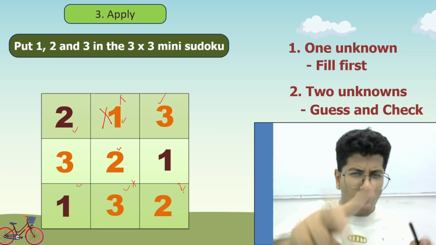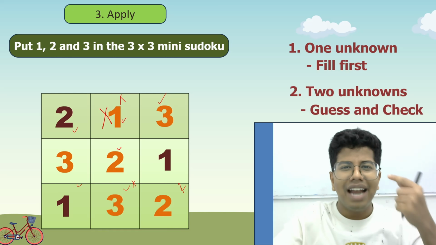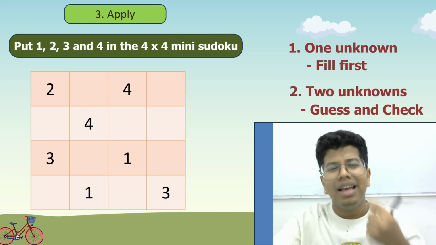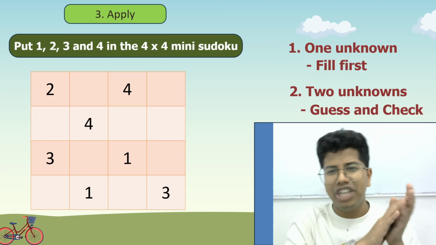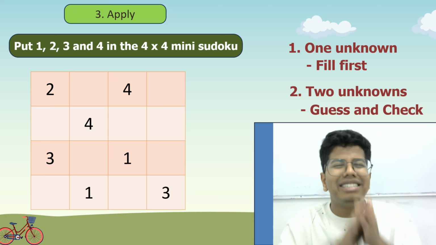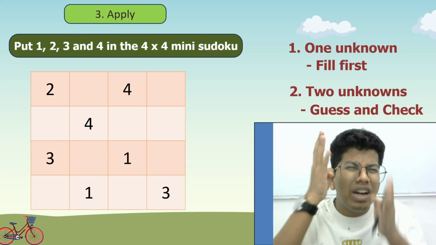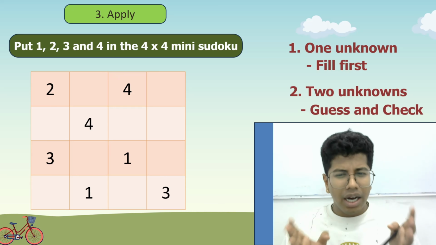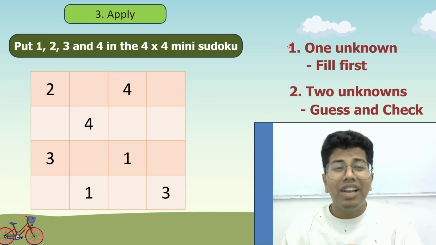If there's 2 unknowns, guess and check. So understanding this, let's summarize this part. That is, if there is 1 unknown, fill first; 2 unknowns, guess and check. So let's try to apply the same things here when the challenge is difficult with 4 times 4. So here, the only thing that I know is, if there is 1 unknown, I should fill in first.